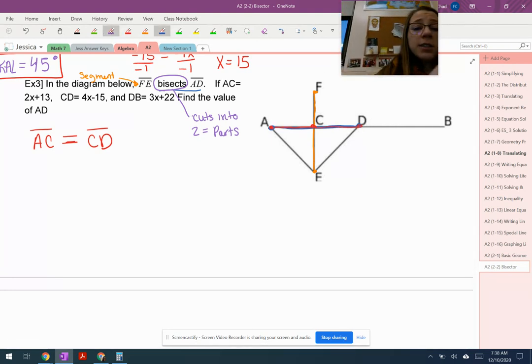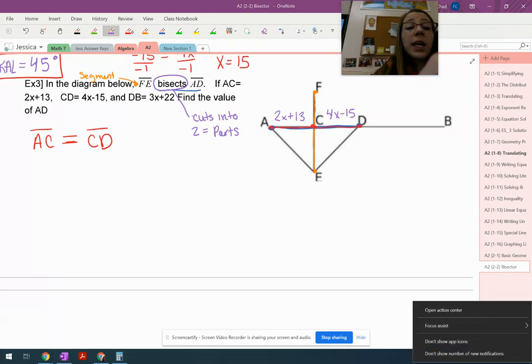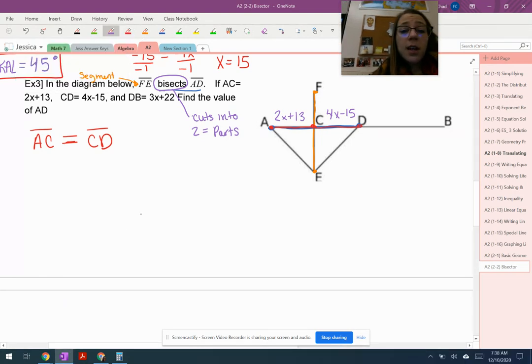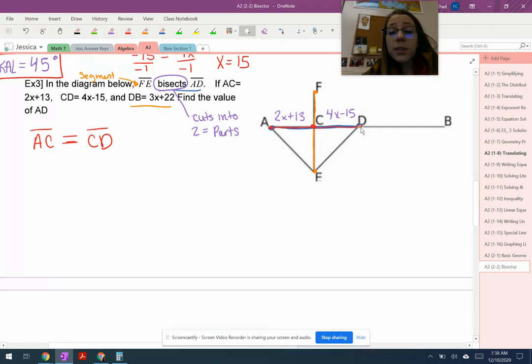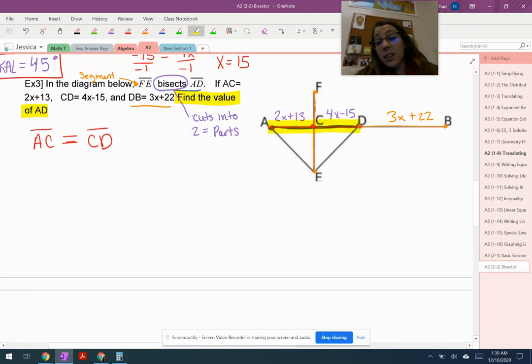Okay, so they tell us here that AC is equal to 2x plus 13. And they tell us that CD is equal to 4x minus 15. Oh, and then they tell us that DB, so from this point to this point, that's 3x plus 22. Find the value of AD. So they're looking for from this point to this point, that length.